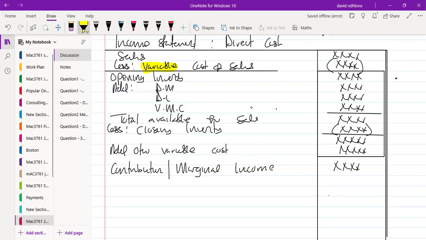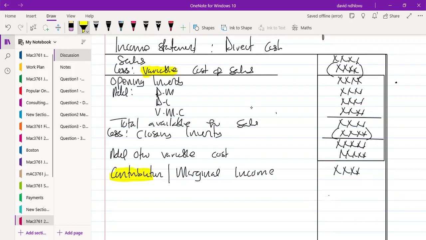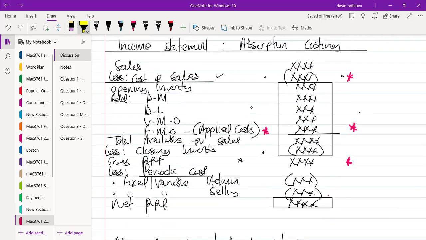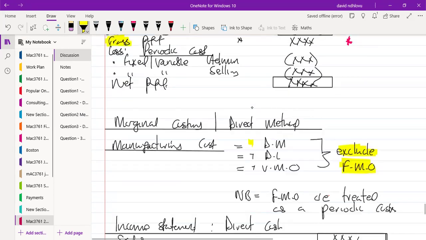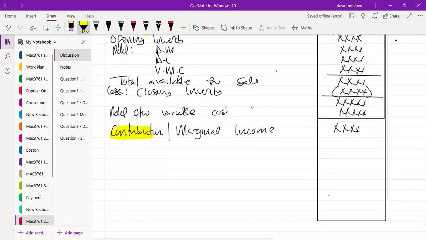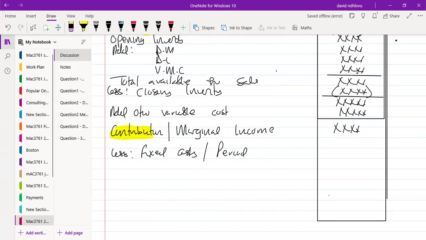So there is another difference. We don't have that in financial accounting. We only know the term gross profit. So in absorption costing, we have gross profit. In direct and indirect costing, we have contribution. And then from there, you can say less. Remember, all the variable costs have been included above, so you can say fixed costs. It is correct also to say periodic costs. So now in your periodic costs, the fixed cost now join the periodic costs.